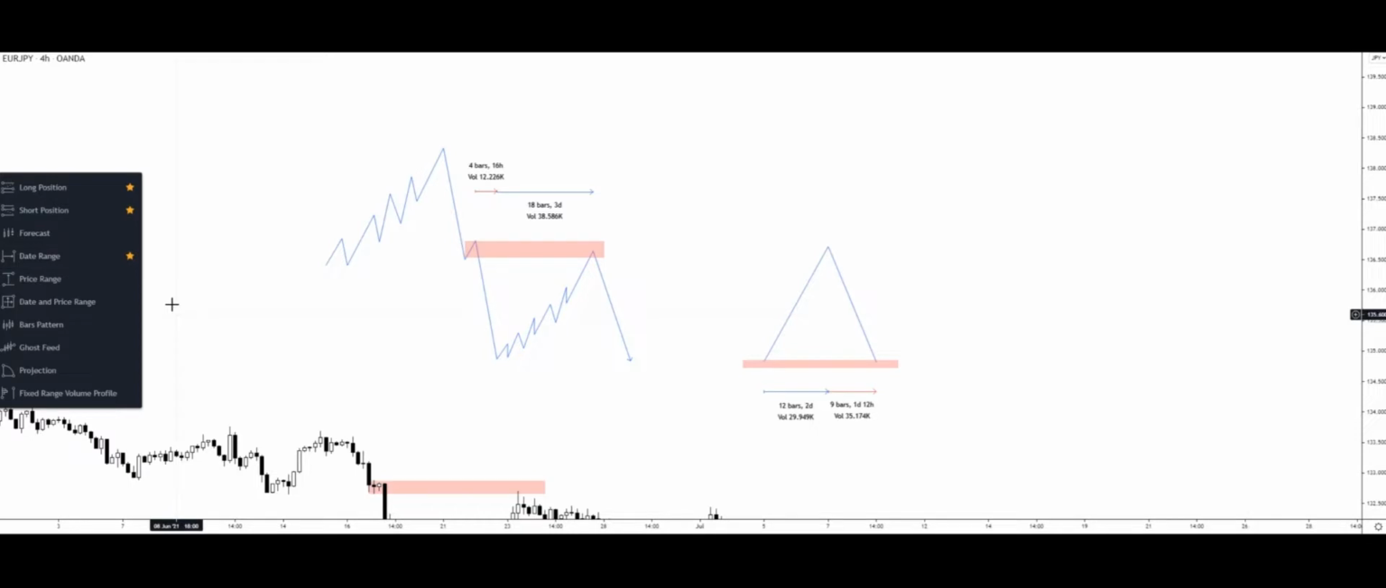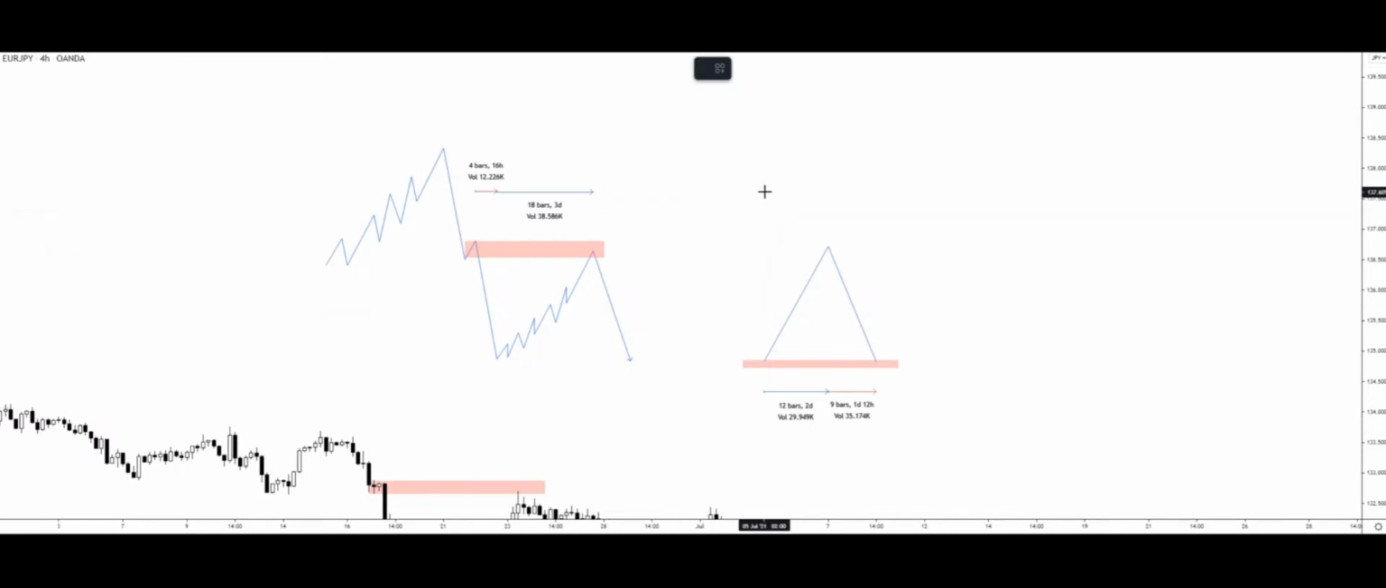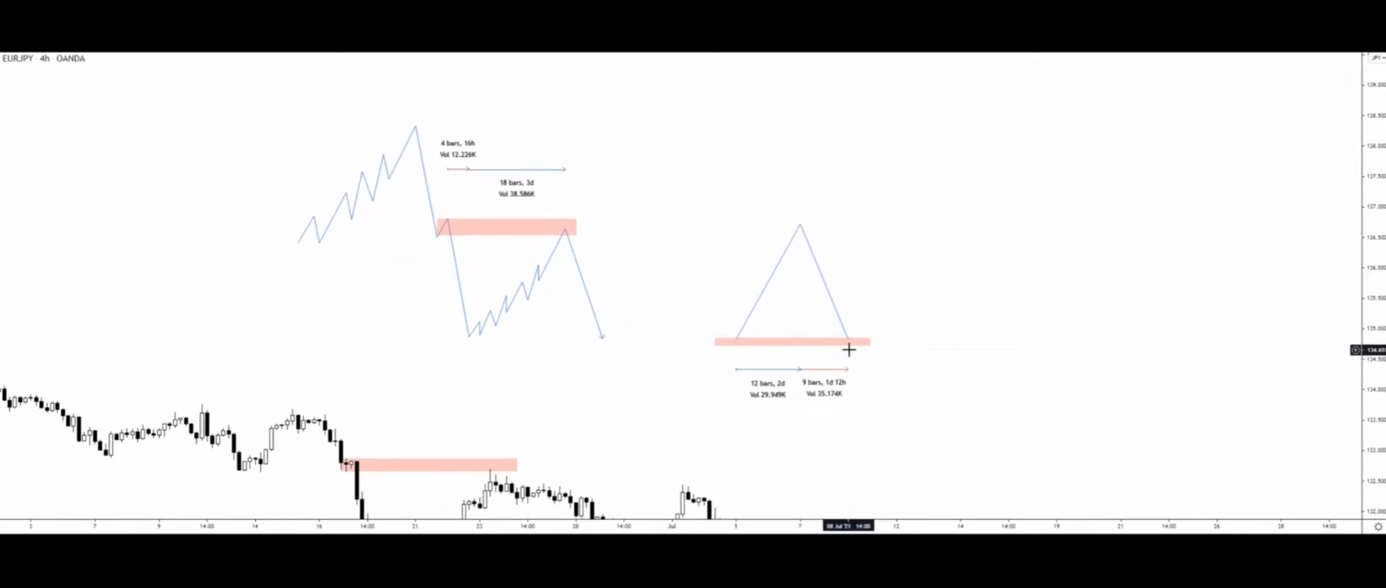Okay, I have mine on my favorites bar, and all that you're doing is you're measuring where the equal highs and lows are. So for example, in this case, as you can see, I've measured this low to this high and it took 12 bars for the bulls to push price up. And then from this high to this low, so the same points in price, it took 9 bars.